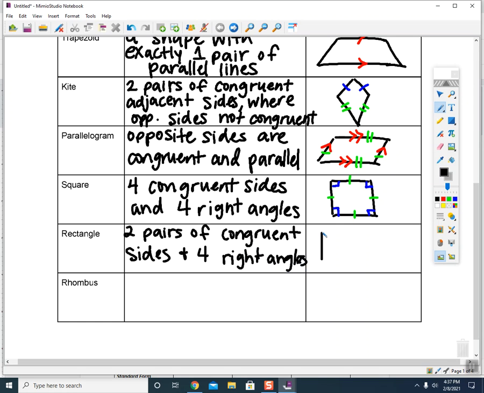So in this case, we have the rectangle. This side is congruent to this side. This side is congruent to that side. And I have 4 right angles.